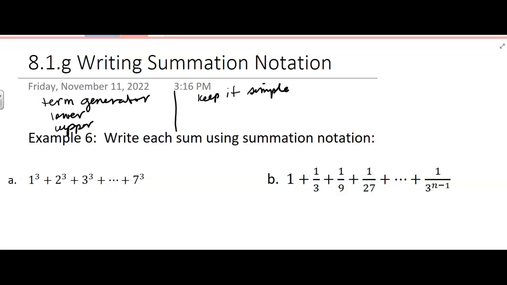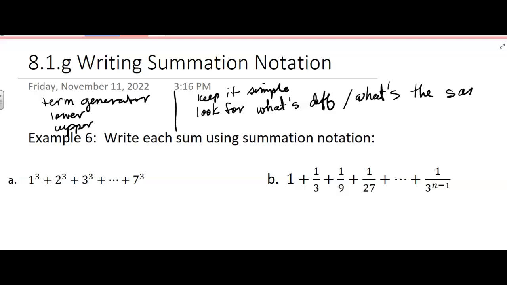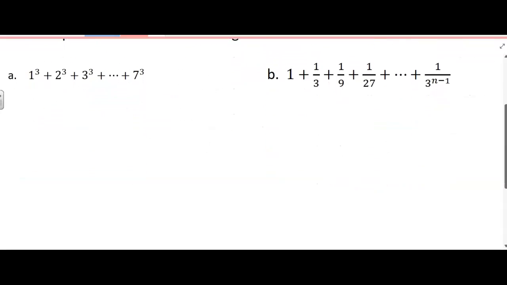The other thing is look for what's different in the terms and what's the same. That will help you. Okay, so we'll just dive in here.